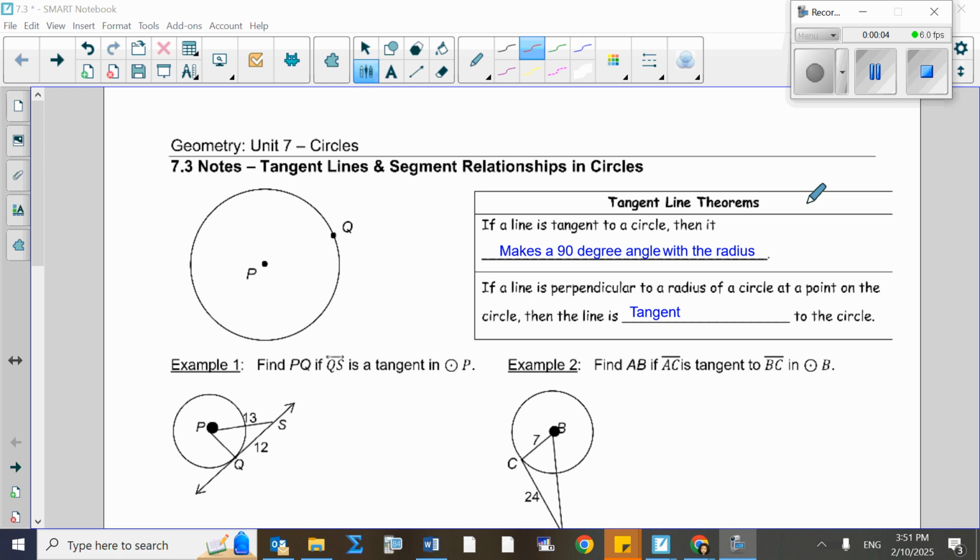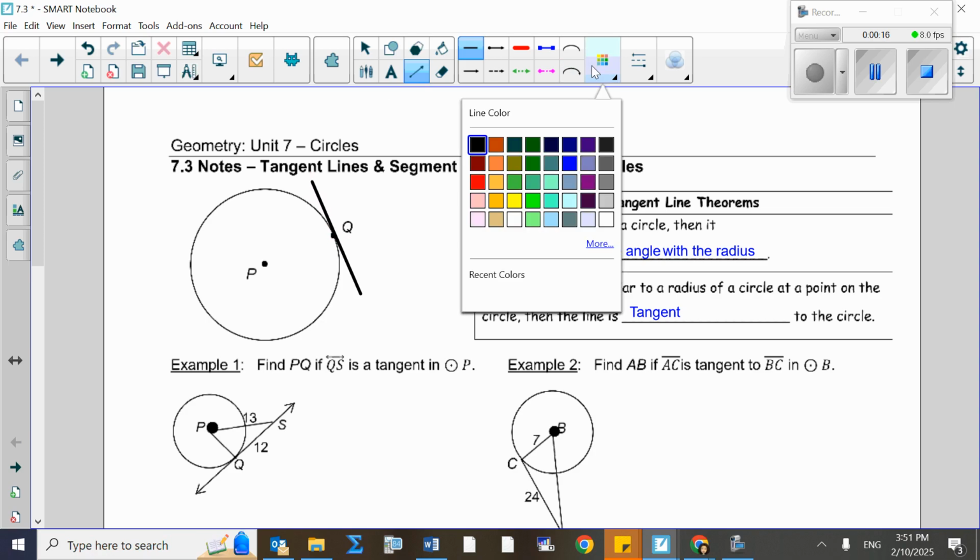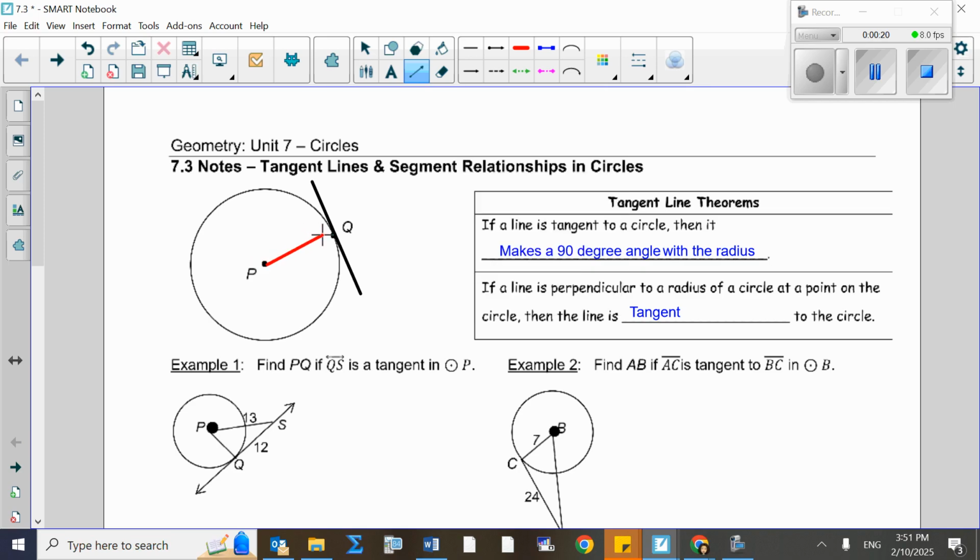Hi everyone. Today we're going to work on 7.3 notes, which is about tangent lines. So first of all, we know what a tangent line is. It's a line that touches the circle only at one point. Now, if you have the tangent line and you also draw the radius of the circle to this point, you will see that there is an angle here, which is equal to 90 degrees. These two lines are perpendicular.